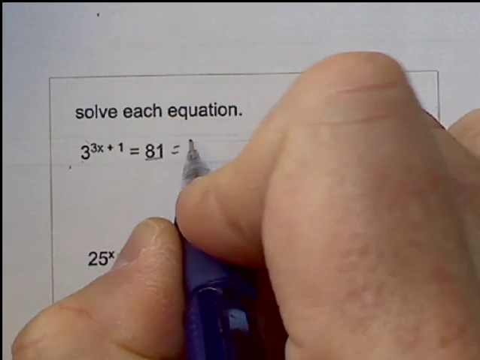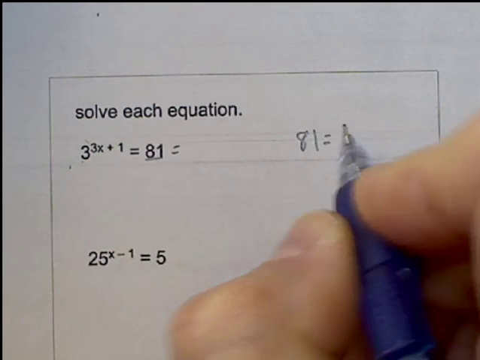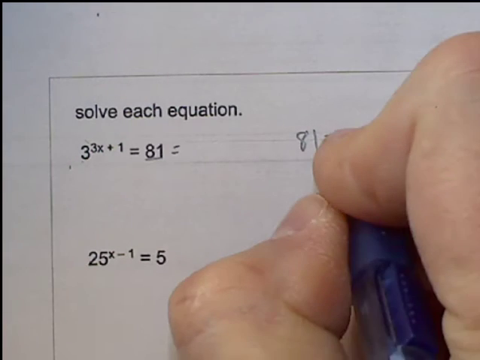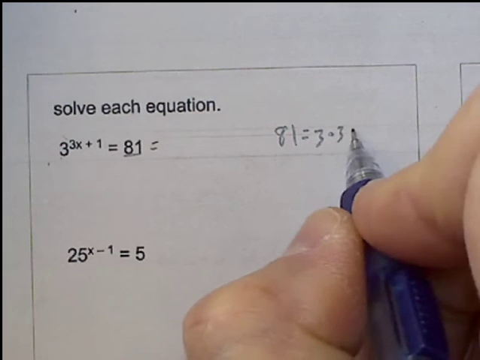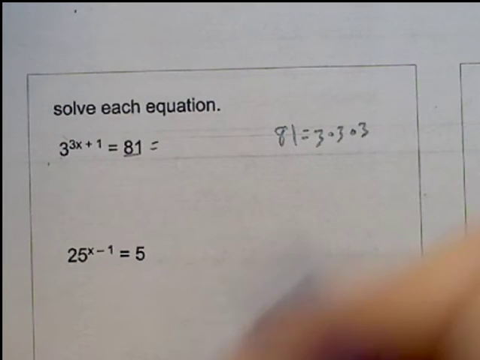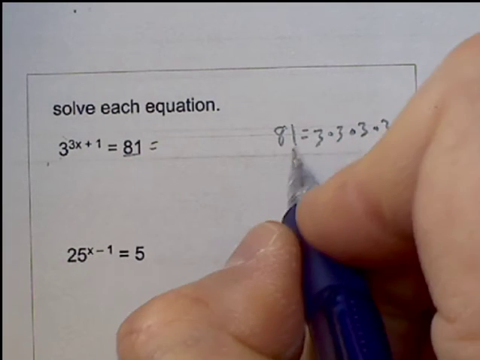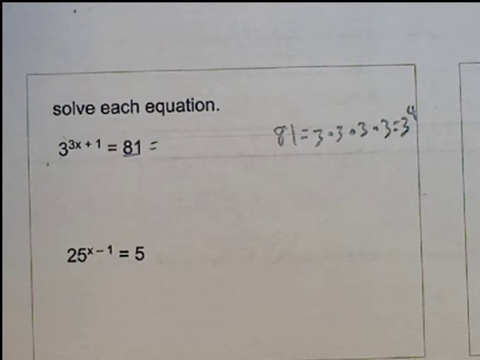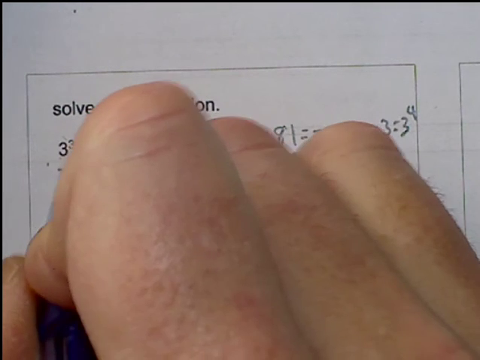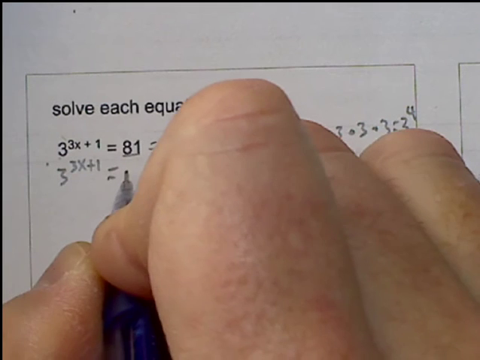Listen, 81 equals 3 to the 4th. 3 times 3 is 9, times 3 again is 27, times 3 again is 81. So 81 equals 3 to the 4th. Does that make sense? Okay, so 3 to the 3x plus 1 equals what? 3 to the 4th.